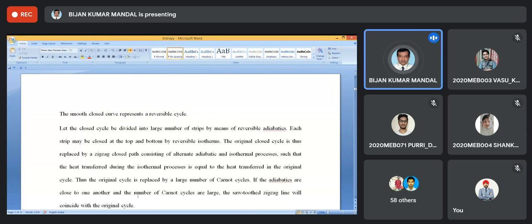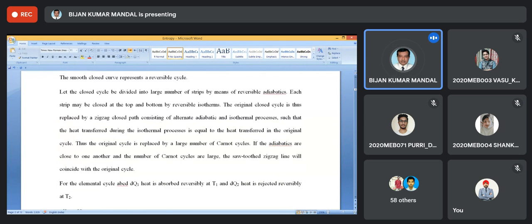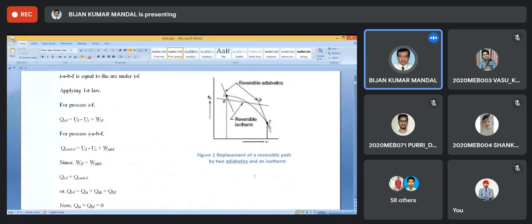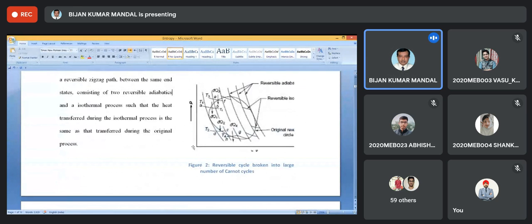Let me finish this. Thus, the original cycle is replaced by a large number of Carnot cycles. If the adiabatics are close to one another and the number of cycles is large, the zigzag line will coincide with the original cycle. Now consider the elementary cycle A, B, C, D, the first one you can see here.